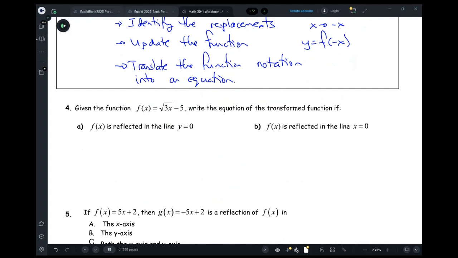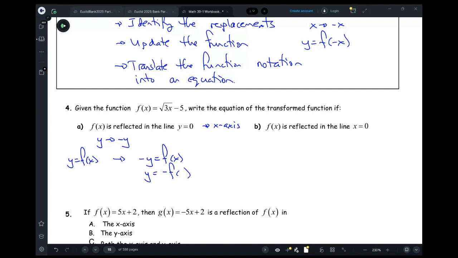Given the function f of x equals the square root of 3x minus 5, write the equation of the transformed function if it's reflected in the line y equals 0. Okay, so y equals 0, remember, this is the x-axis. If I'm reflecting this over the x-axis, I am replacing y with negative y, so y equals f of x becomes negative y equals f of x, or y equals negative f of x. And now what I'm going to do is put the original function back in there.